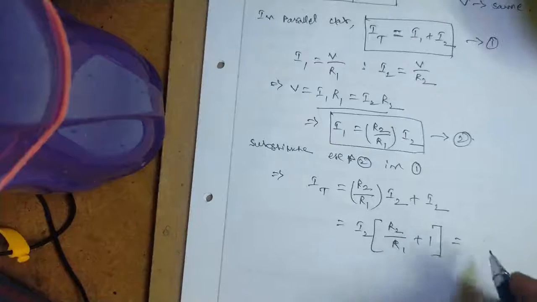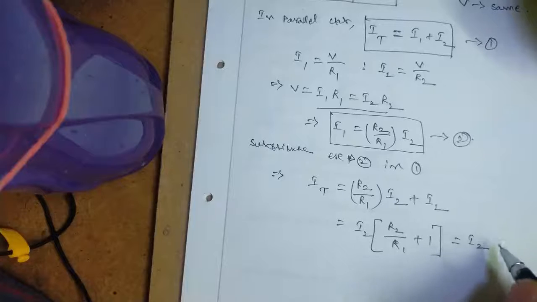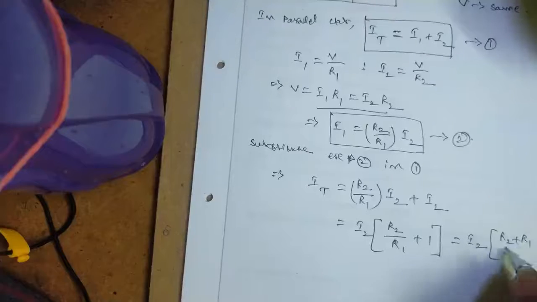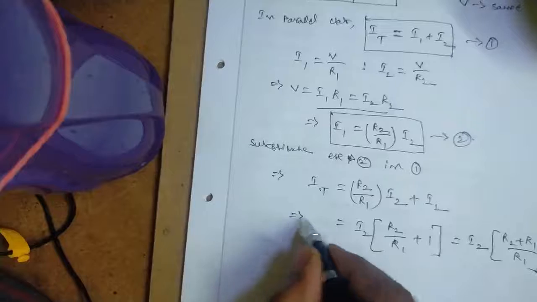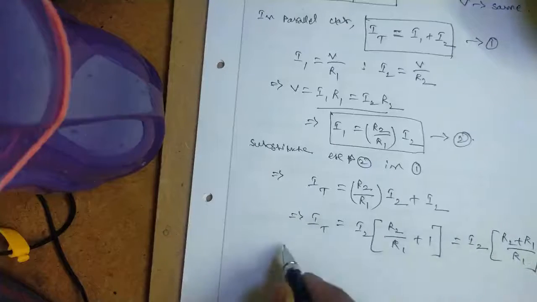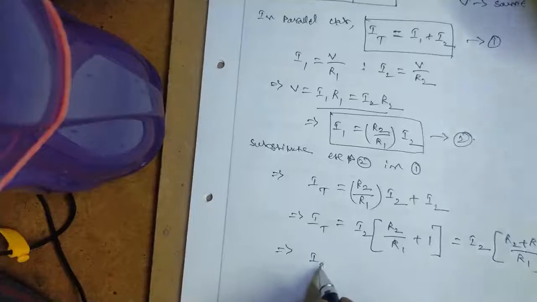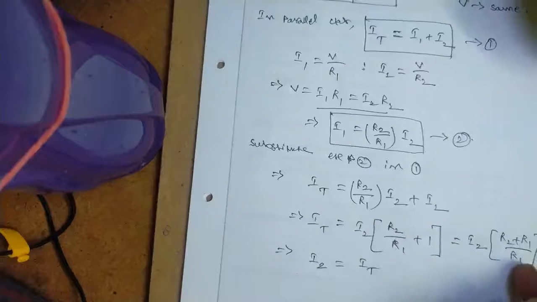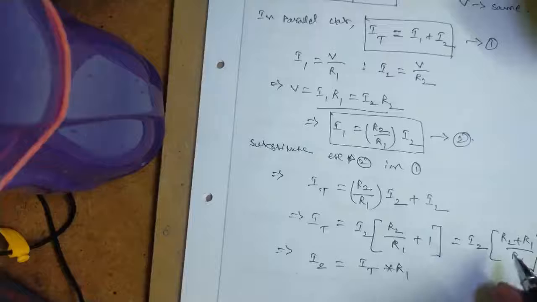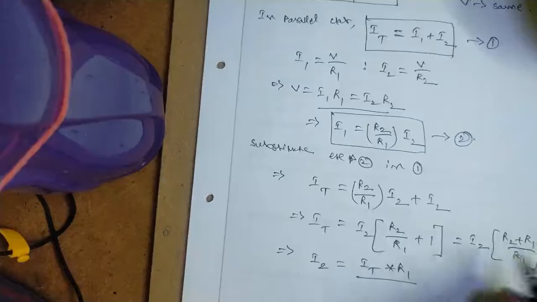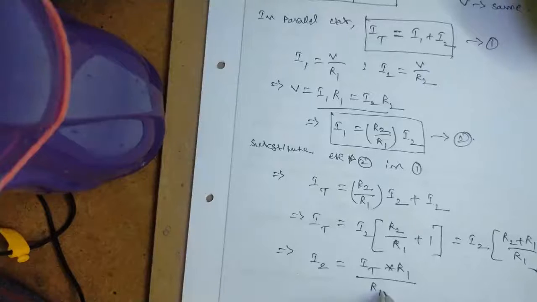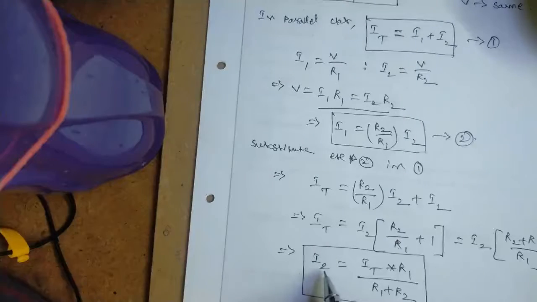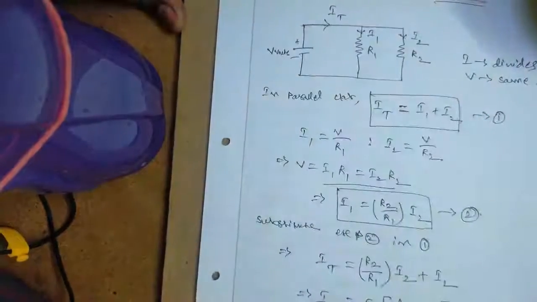Simplifying this, I2 into R2 plus R1 by R1. From this expression we write I2 is equal to IT into R1 divided by R1 plus R2. This is nothing but the current passing through the resistor R2.